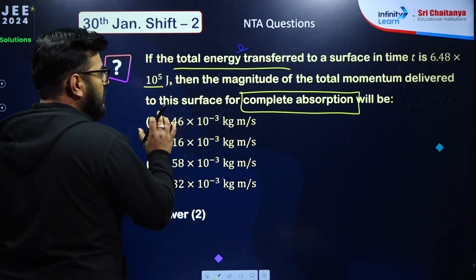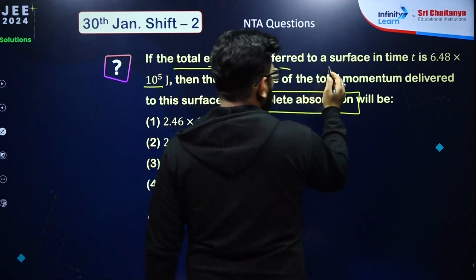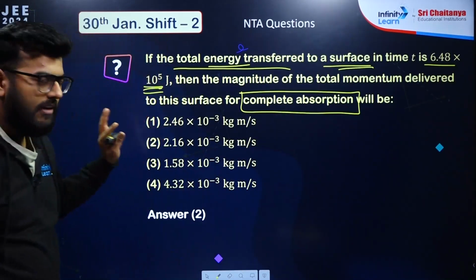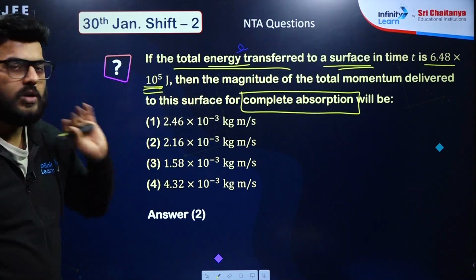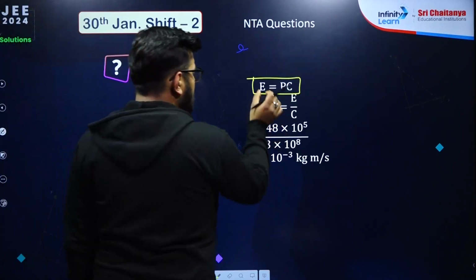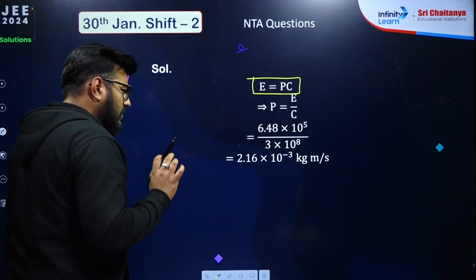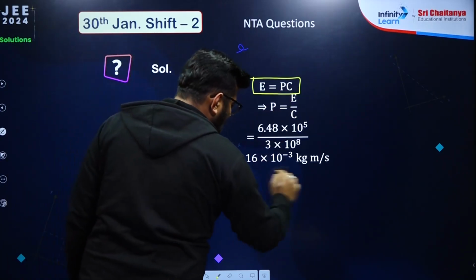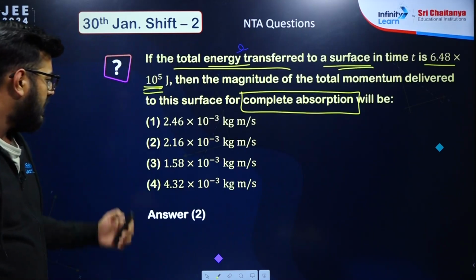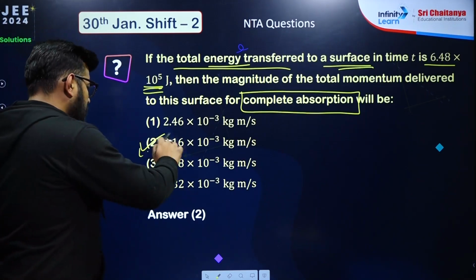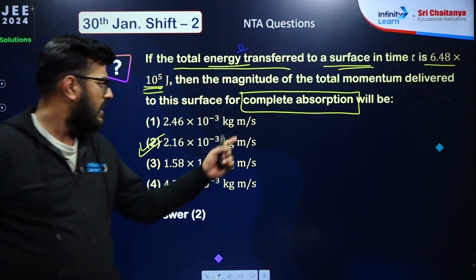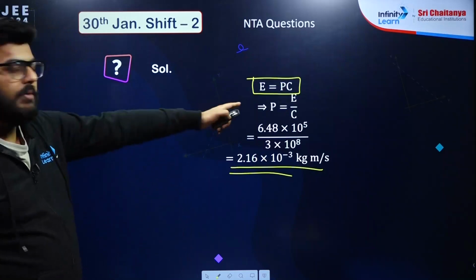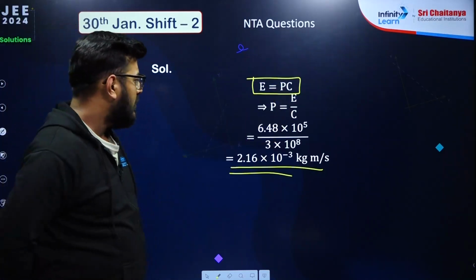They have given you the value of energy transferred to the surface, 6.48 into 10 raised to the power 5 joules. Now they're just asking about the total momentum. So the energy is simply momentum into the speed of light, so P will be equal to energy upon C. Direct relation, you will get the answer as 2.16, and obviously option number 2 is the correct answer over here. In place of complete absorption, if there had been reflection, then there would have been a 2 over here, so 2E by C.